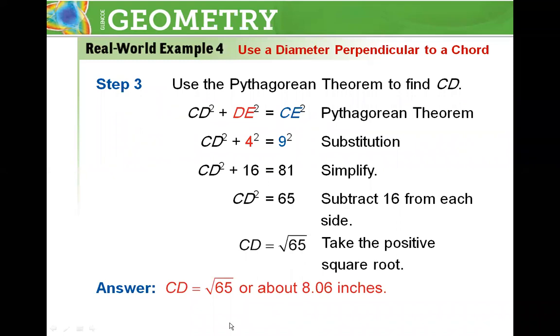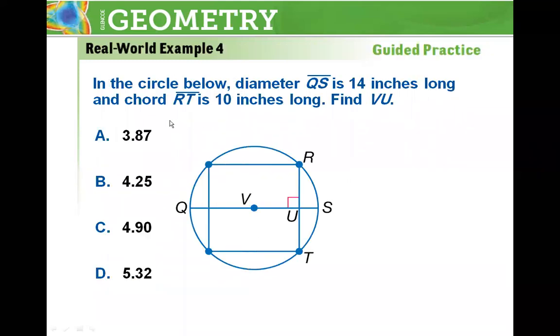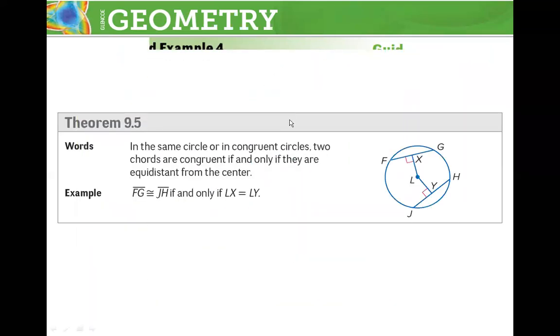Okay, so we need to complete another theorem, theorem 9.5. I read it. In the same circle or congruent circles, two chords are congruent if and only if... So if you have two congruent circles, or in the same circle, two chords, which are FG and HG, are congruent. It means they are equal.